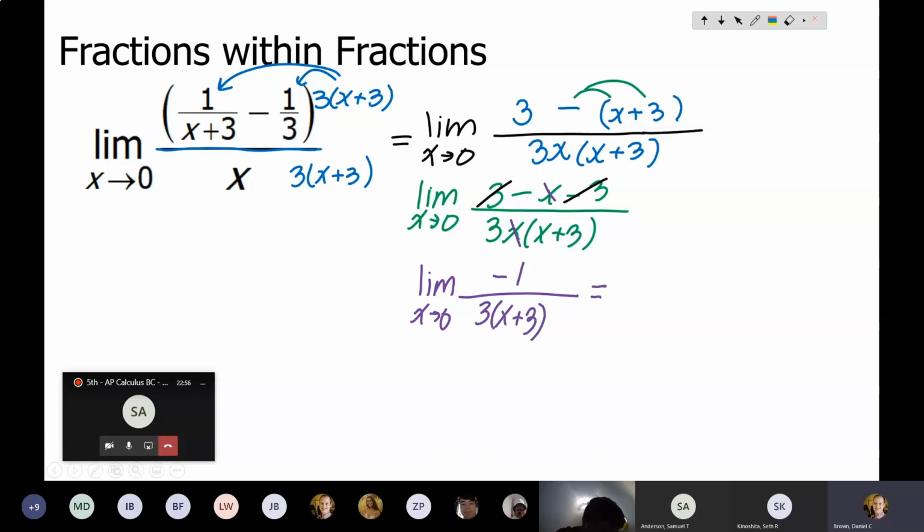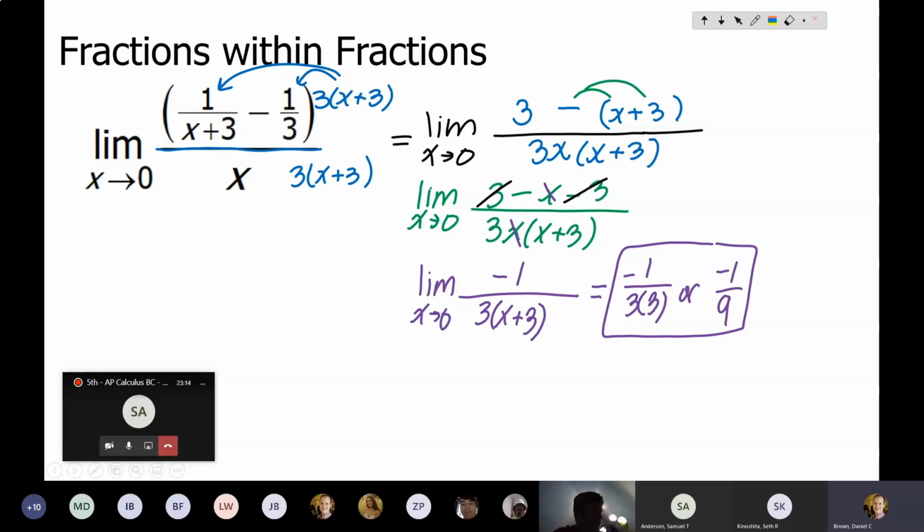We're happy now because we can go ahead and do our direct substitution. X is going to 0, so the limit is going to be negative 1 over 3 times 3, or you can just write that as negative 1/9. So again, there is a hole in this graph, and the hole happens to be at (0, negative 1/9).